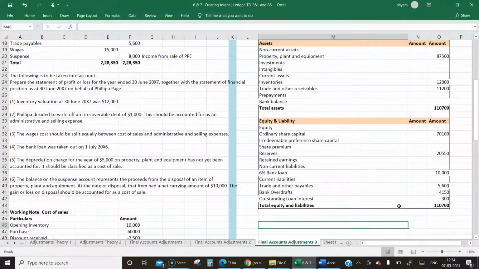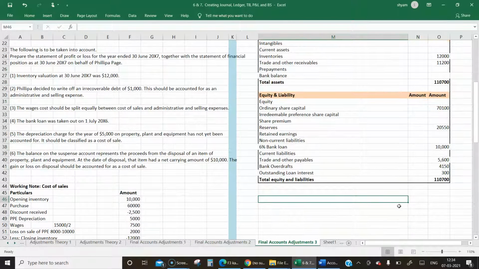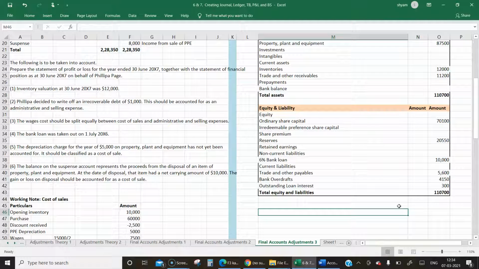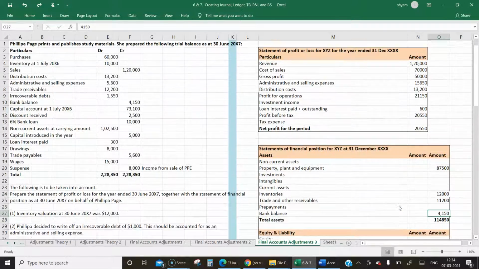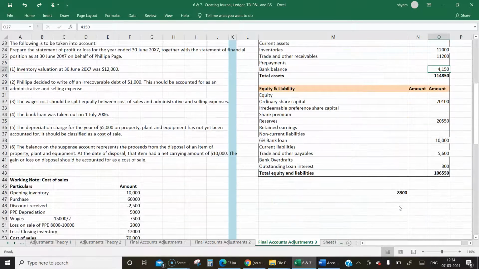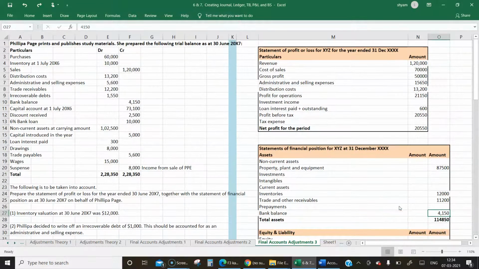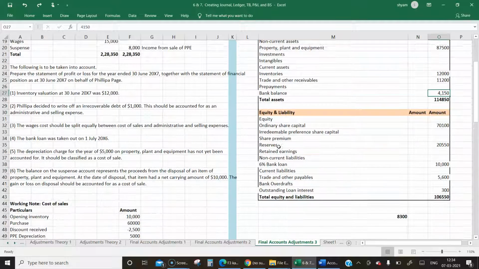If it doesn't balance, just check where the numbers could have been wrong. How did we find out that the numbers were wrong? First we found the difference, which was 8,300. Try to multiply it by 2, so that it comes to 16,600. Check whether 16,600 is here, or divide it by 2, because it might get adjusted here and there. If you divide it by 2, it comes to 4,150. The only number here that is 4,150 is the bank balance. So that should be the mistake.